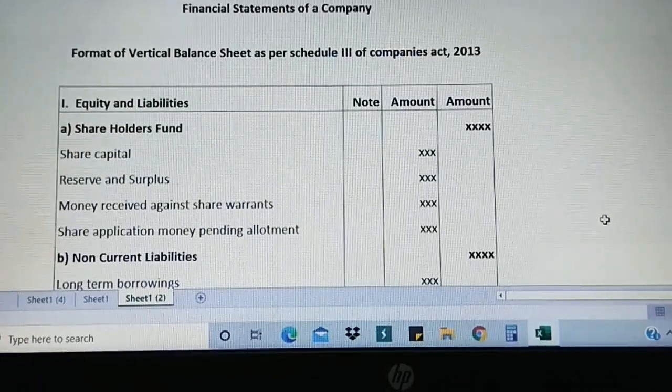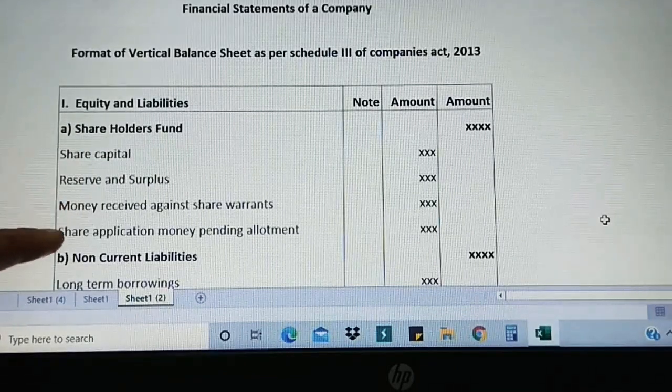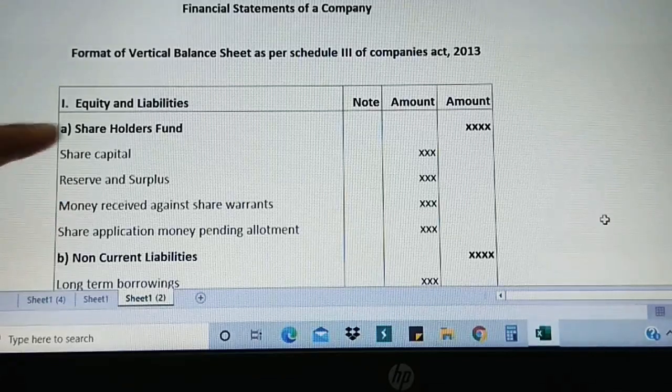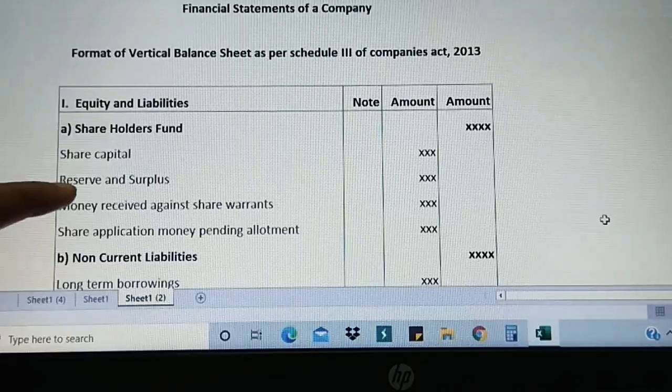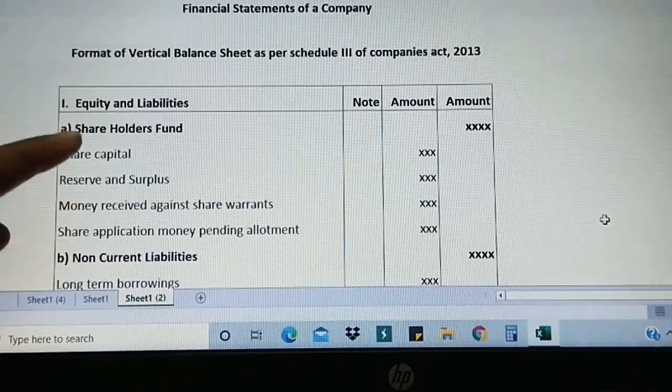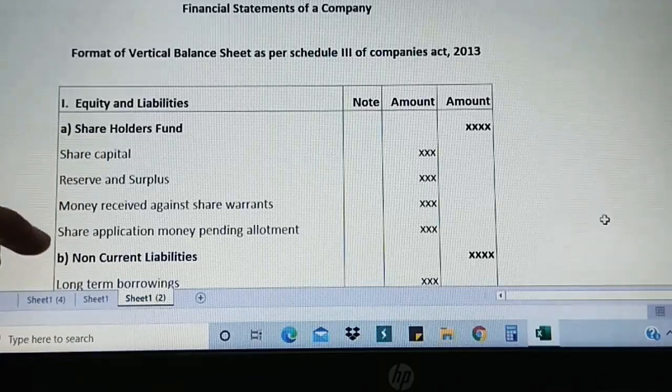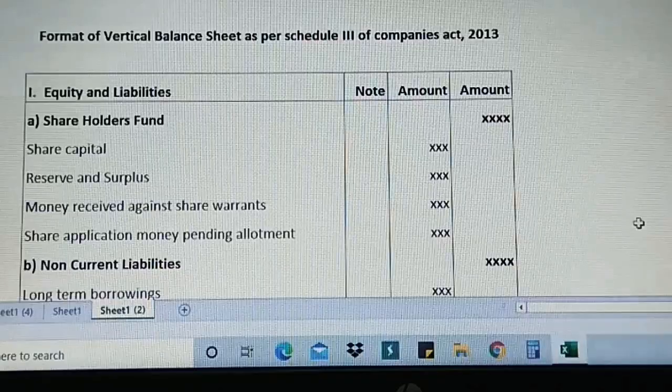Then money received against share warrants, and share application money pending allotment. All these, if you find these two, they are additional. If you find them, you take them; if not, you need not. So the major part is the first two, which will always appear under shareholders fund. Remember, under shareholders fund you have 4 items.